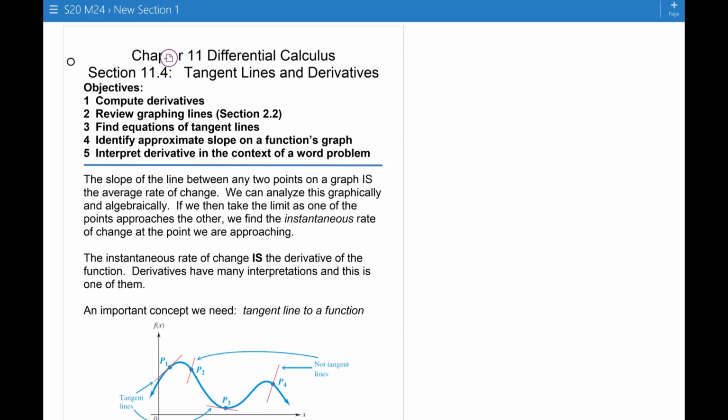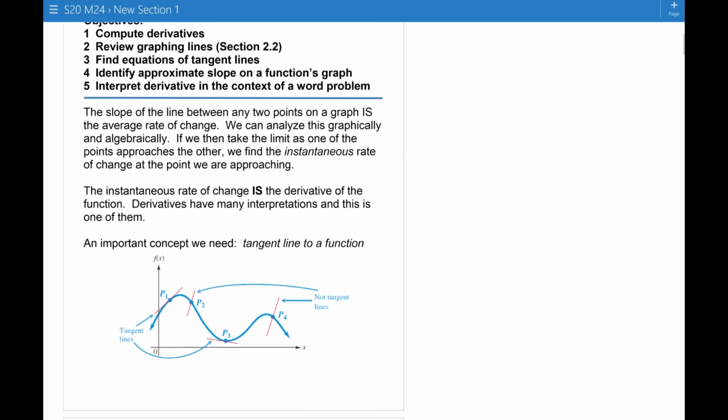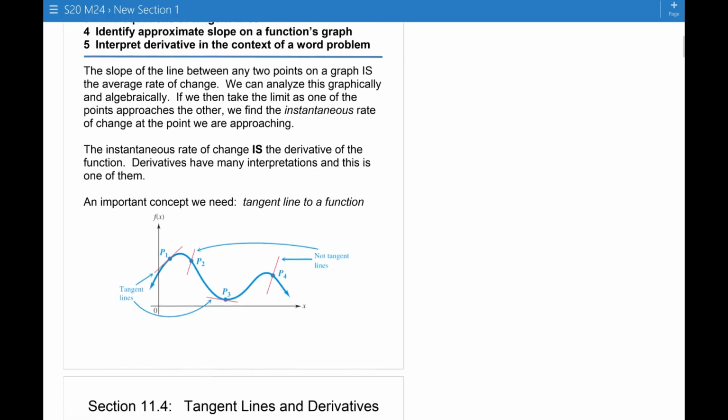So let's start by reviewing. That was a long time ago, last week. In section 11.3, we talked about the average rate of change and that the slope of the line between any 2 points on a graph is the average rate of change of that function. So we can analyze this graphically by looking at pictures, and we did it algebraically using algebra.